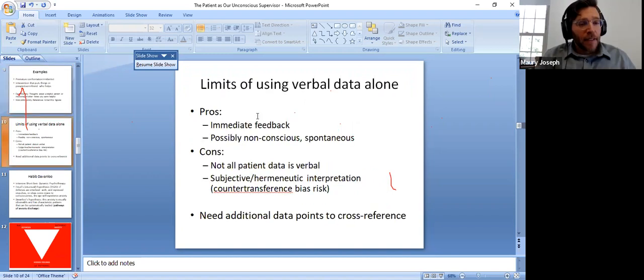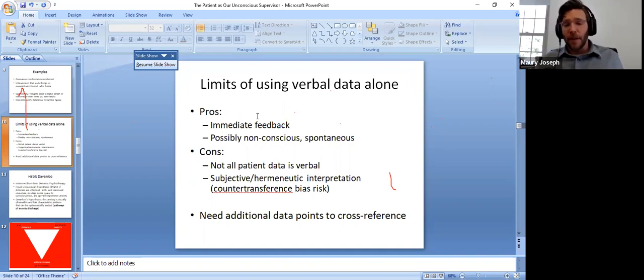Now, there are limits to using verbal data alone, just like ritualistic, dogmatic reliance on any single channel of gaining information is problematic. The pros are, of course, that this can be a source of immediate feedback about our interventions, which is helpful for figuring out how we're going to conduct the rest of the session and treatment planning. And also there's the possibility that this feedback is offered non-consciously, so it hasn't been doctored by the patient's interpersonal defenses the way a conscious response might be. So it's possible that it's non-conscious, spontaneous. That's at least what the theory would say.